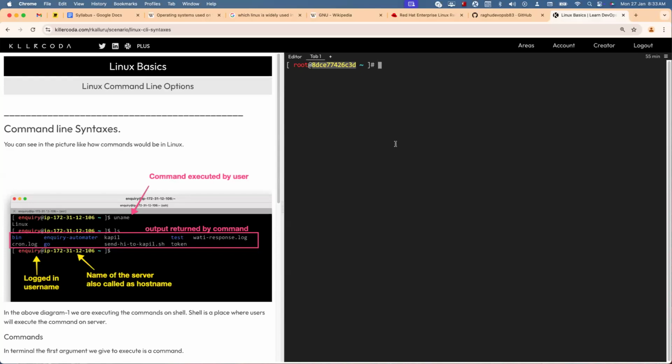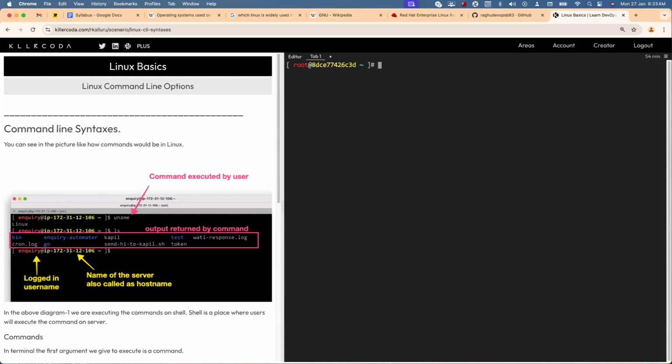Every server will have an identity, a name, just like you have an identity. The name of the server is what you're seeing there. After that there is a prompt, either a hash or a dollar sign. Now you will type the commands. Some commands will execute. You need to learn the commands to execute anything.